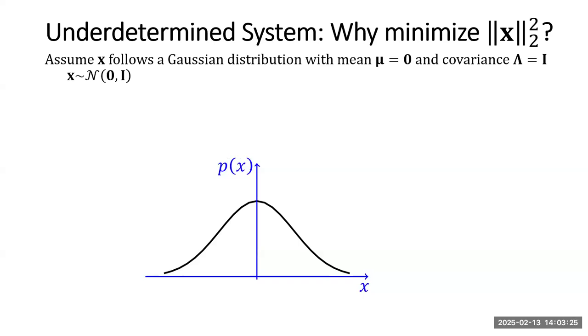Why do we choose Gaussian distributions? In general, there is a philosophy behind it. Suppose we want to find a distribution with given mean mu and covariance lambda.